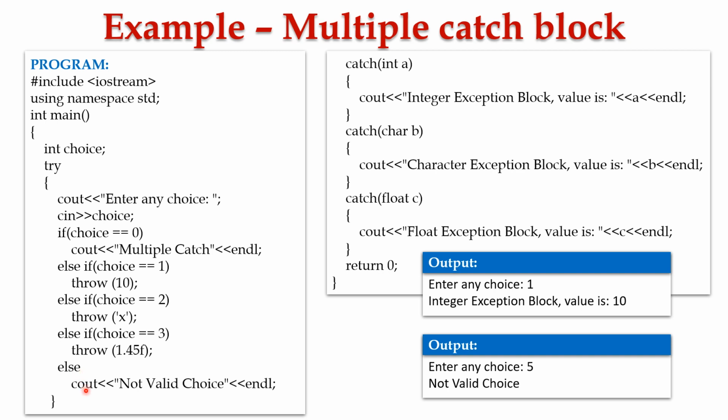So using the cout statement, we have displayed the message "not valid choice" to the user as shown in the output. So here we can see that there is no chance of exception. If no exception is detected and thrown in the program, then the control goes to the statement immediately after the catch block. That is, the catch blocks are skipped and it moves to the return 0 statement. So the return 0 statement is executed and it implies the successful execution of the code.